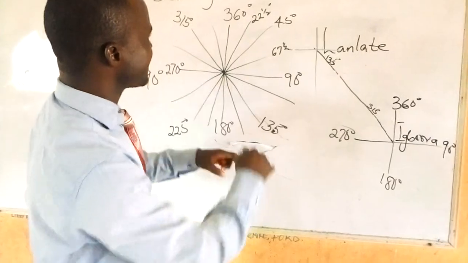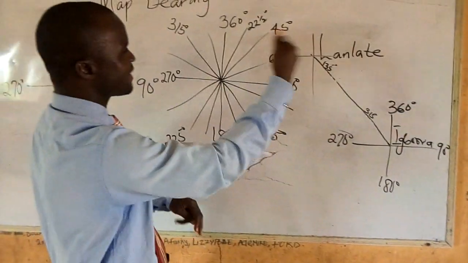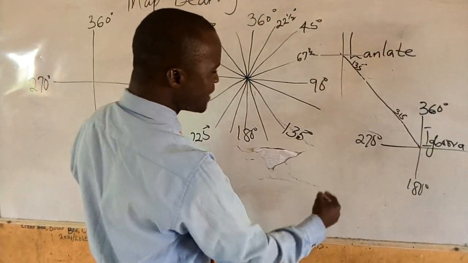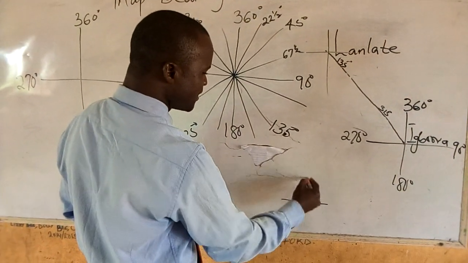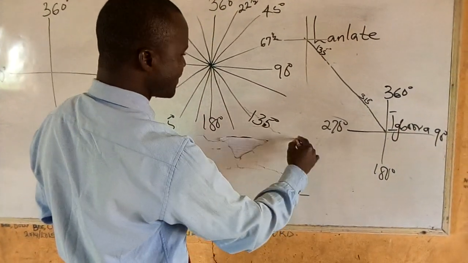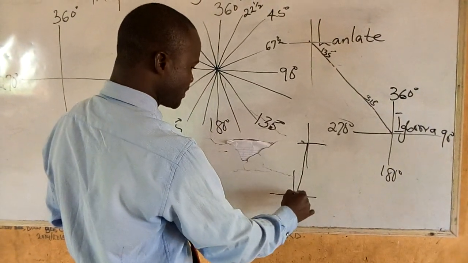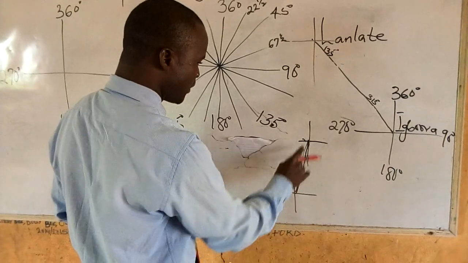To get to 360, what you need to have is just 22 and a half each time. So in case you have a very good example like this, maybe you have another question, another town like this, and they ask you what is the bearing. Now let's go for a town now.